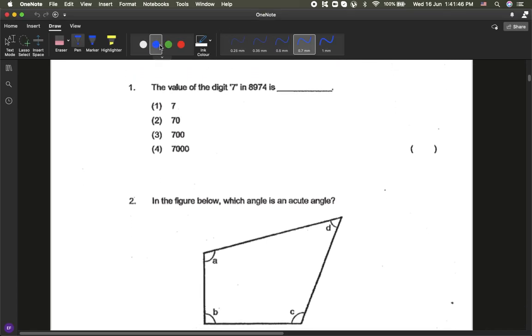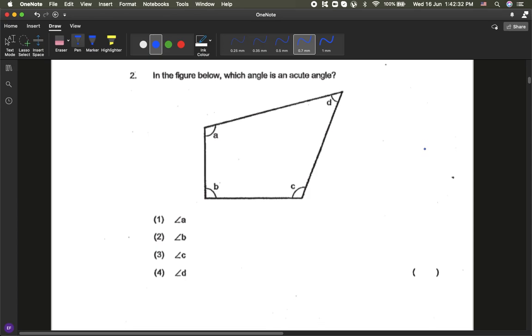The value of the digit 7 in 8974 is blank. To approach this question, we have to figure out which position the number 7 is in. We have the ones, the tens, the hundreds, and the thousands. As I said earlier, the number 7 is in the tens position. So to get the value of the digit 7, we simply get 7 times 10, which is equal to 70. So the answer for this question is option number 2, which is 70.